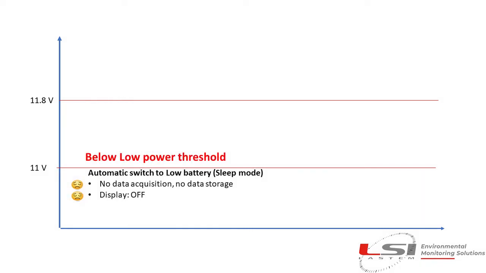Below the 11 volts threshold, called low power threshold, Alphalog will go to a low battery mode, also called sleep mode. Until the power level returns above this threshold, data acquisition and data storing will stop. This status will protect the battery, if any, from the deep discharge condition.